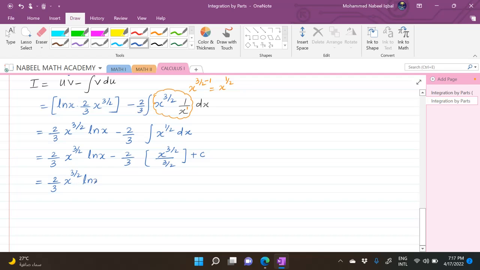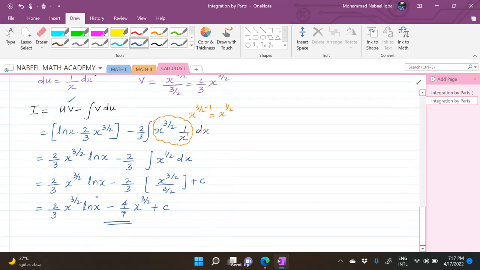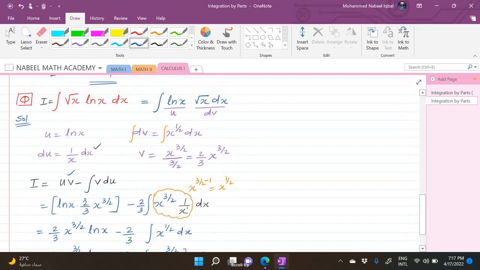It is ln x minus this, multiplied with the numerator. We'll have 4 over 3 into 3, which is 9, x to the power 3 over 2 plus c. So this is the simplified answer. If you remember this problem, you can solve all the different types of problems like this.